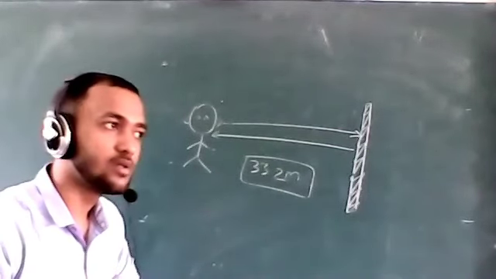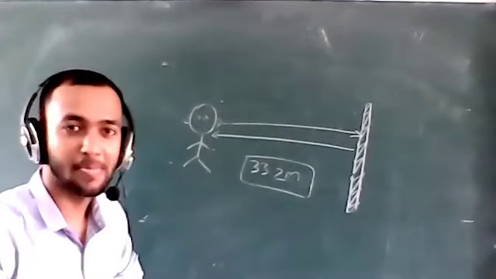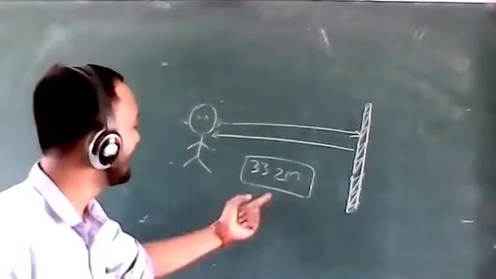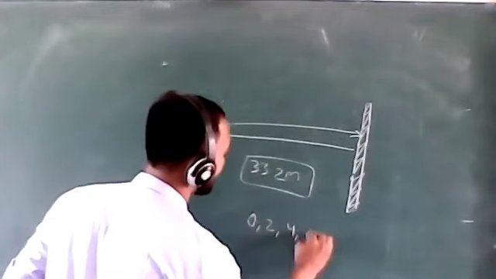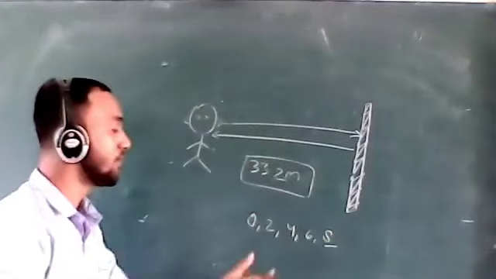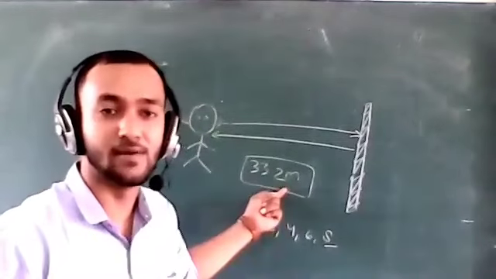33.2, it is odd. Odd, okay. See, it is an even number. The numbers having last digit 0, 2, 4, 6, 8 are even. Okay, so this is an even number, not an odd number.